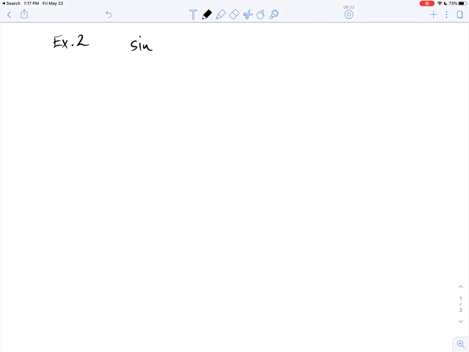Sine x equals, well, I wanted to put a 2 right there. 2 sine x equals 1. Now, I would start out similarly. I would divide by 2, and I would say, okay, so I'm looking at sine x equals 1/2.